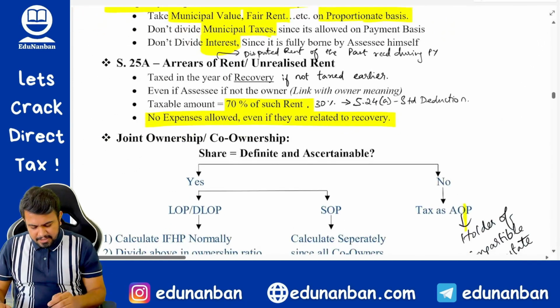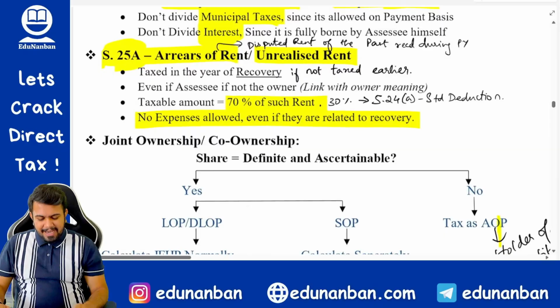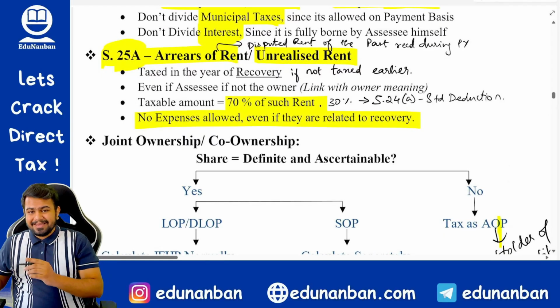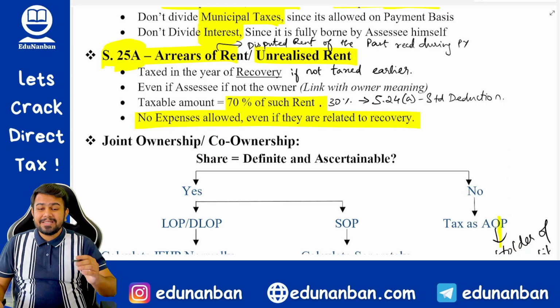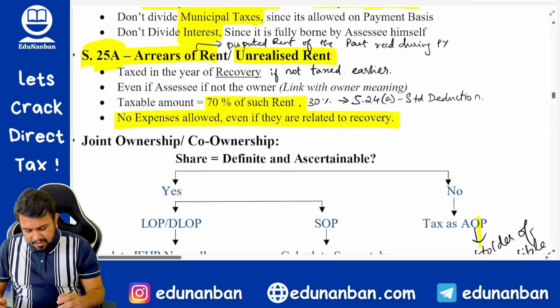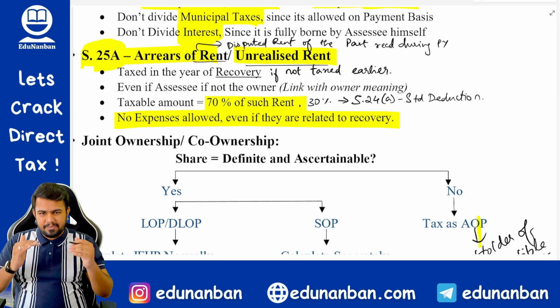Next, section 25A, arrears of rent and unrealized rent. Sir, what is arrear of rent? Arrear of rent means a disputed rent of the past that is received in the current period. And unrealized rent means bad debts of rent which is received now. So recovery of arrears of rent and unrealized rent means there was arrear of rent and unrealized rent and now it has been received.